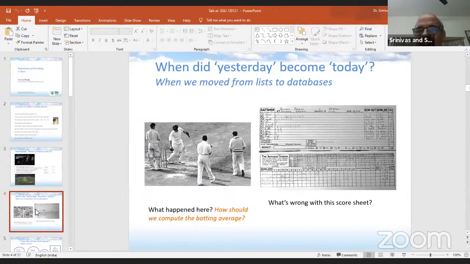And that is why cricket analytics wasn't great in the past. And that went on happening till we had electronic scoring systems. If some of you have learned databases, this is now a database approach.